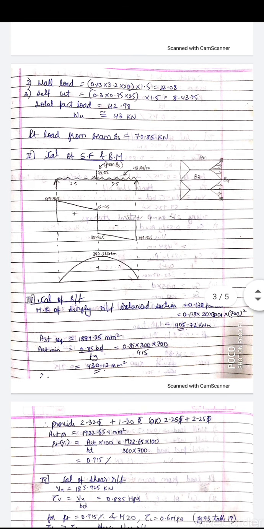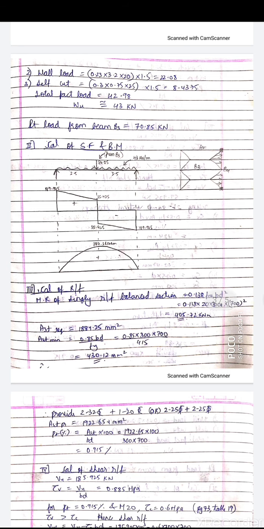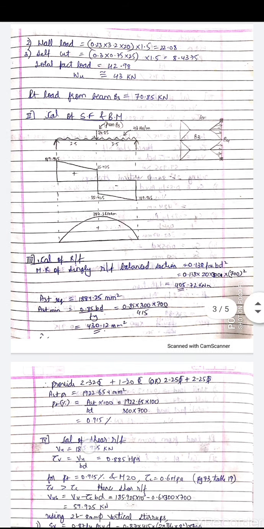We will also check this with your minimum steel. Your minimum steel is given by 0.85 BD upon Fy. So this is 430. So AST required is more than minimum steel, so we will consider the AST required.